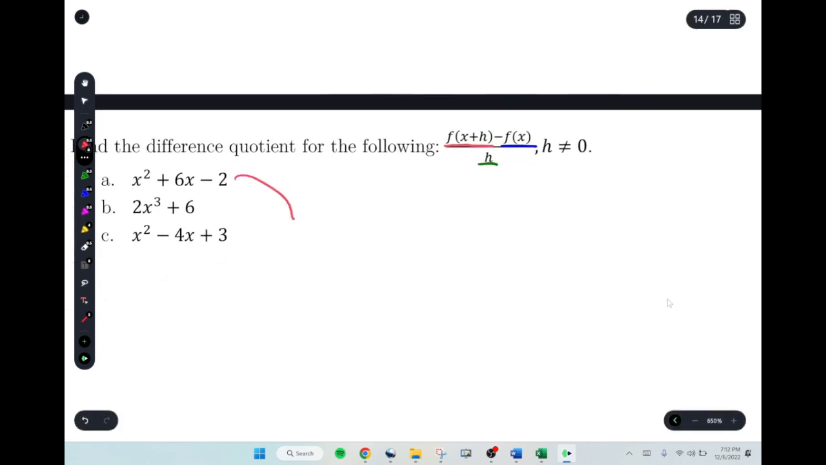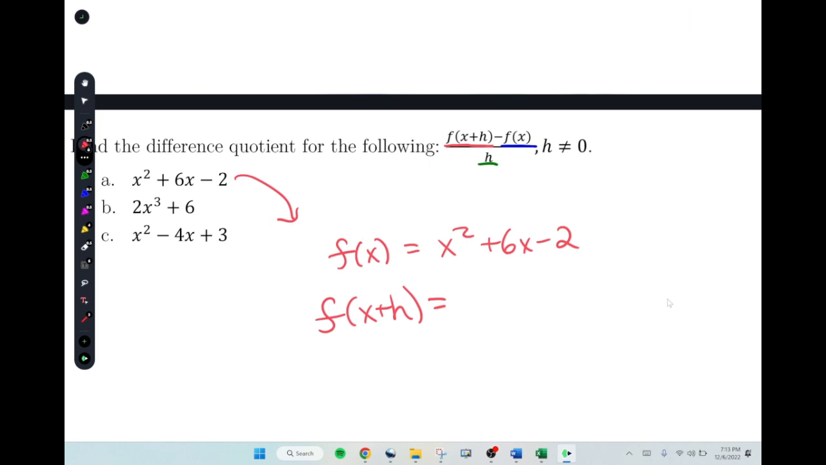So I'm going to do this first one. So if f of x equals x squared plus 6x minus 2, then what does f of x plus h equal? This is the hard part. Hardest part of the whole problem is this step right here.